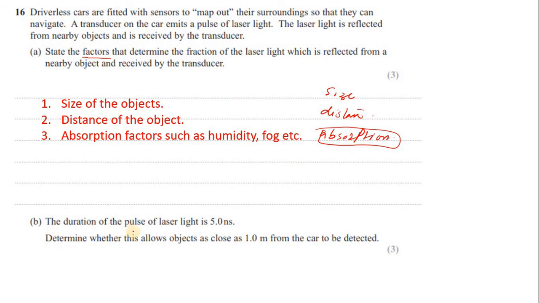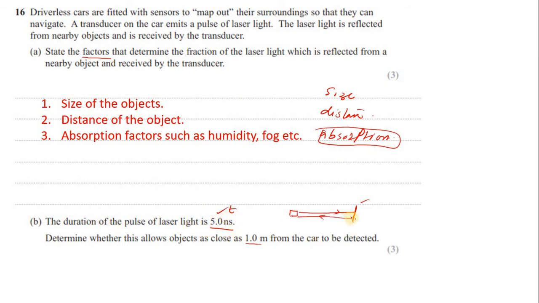Part B, the duration of pulse of a laser light is 5 nanoseconds. Determine whether this allows an object as close as 1 meter from the car to be detected. The idea is, we have a transducer and some object, and the transducer emits the light, it hits and then reflects. Whether this object can be detected or not depends on other factors, and the time. So the laser light that we are using has a time duration of 5 nanoseconds.